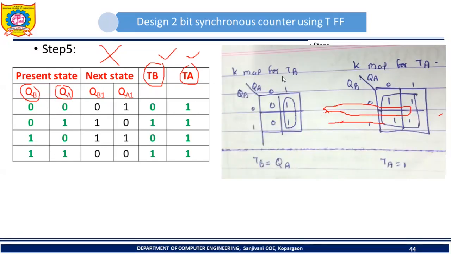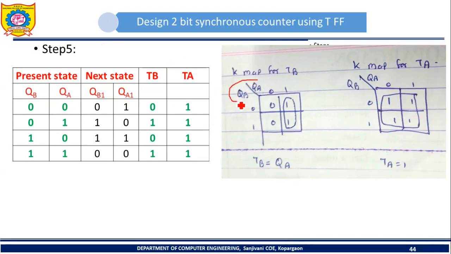Here I have shown 2 K-maps. One K-map is for TB, the other K-map is for TA. I use a 2 variable K-map, so whatever information is present here is represented in this K-map. While designing this K-map, we consider QA and QB as input variables. This is the K-map for TB: 00, 01, 10, 11. What are the values of TB? 0, 1, 0, 1. Those values are mentioned here.